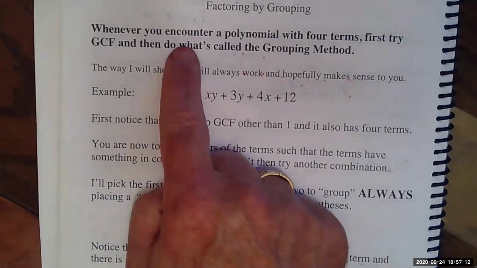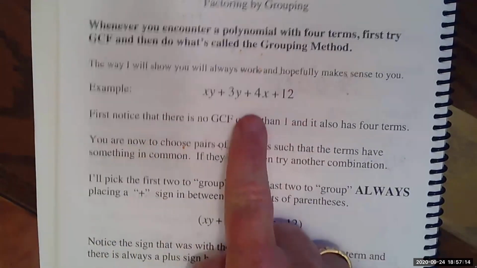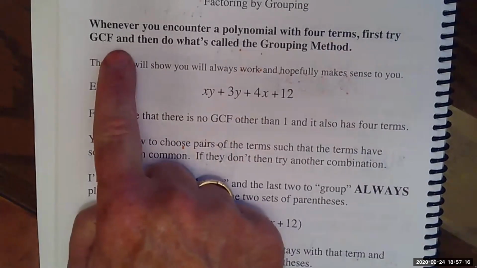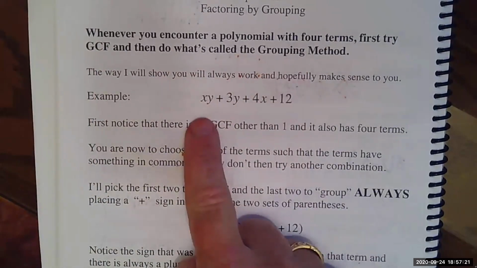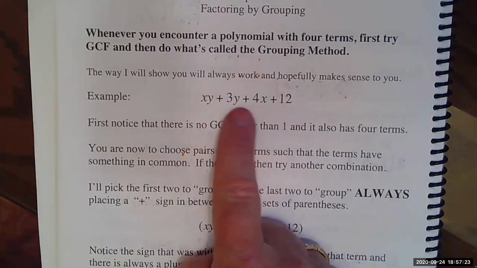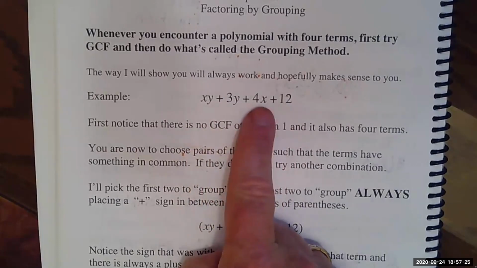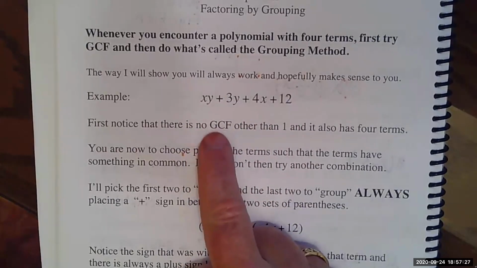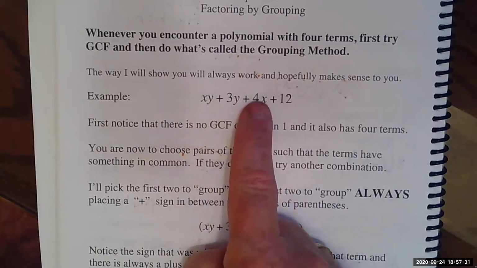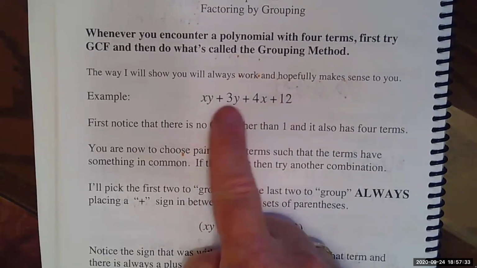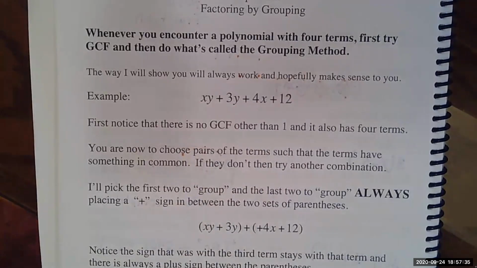All right, so what's happening? Whenever you encounter a polynomial with 4 terms like this, you first try the GCF, and after that, you do grouping. So here, is there a GCF? I say no. Is there one other than 1? Well, how about 3? No, 3 doesn't go into 4. How about Y? No, they don't. So there's no GCF. You can't take the greatest common factor.